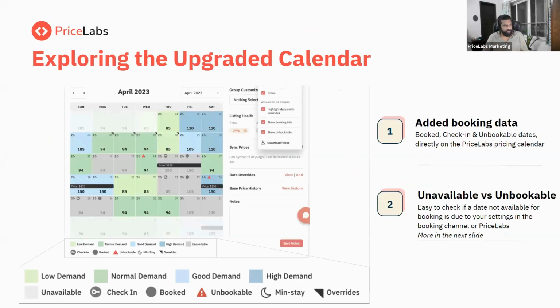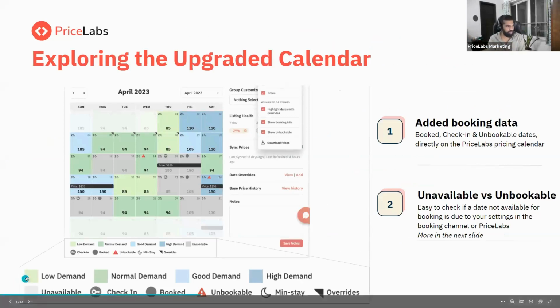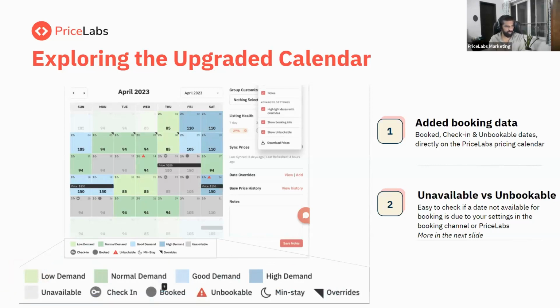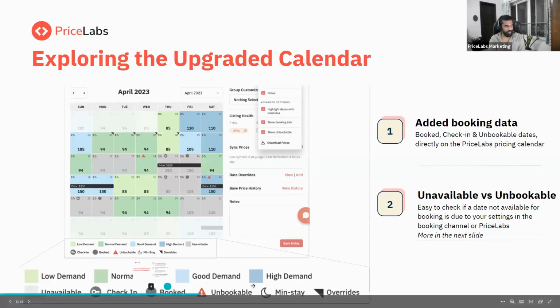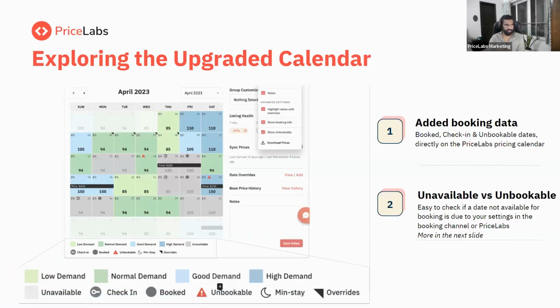In the past, we only showed you the demand colors, which are at the bottom of the screen. You see all of these: light green, light blue, dark blue, unavailable, and min stay. Those were the ones that we showed you, and also overrides if you enabled them, right? But now what we've also added is an ability for you to quickly see if that date has a check-in, if that date is booked. If it's not booked, then this dot will not show. And if it is unbookable because of some strategy that we have put in place.